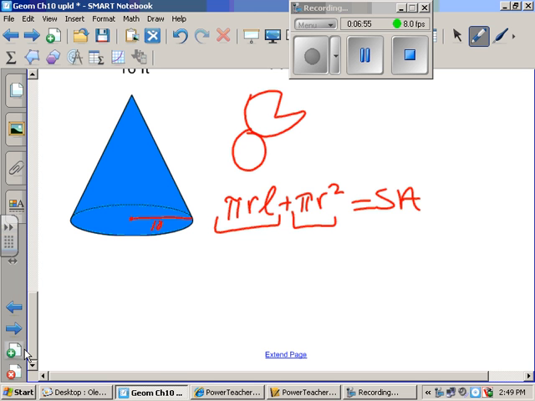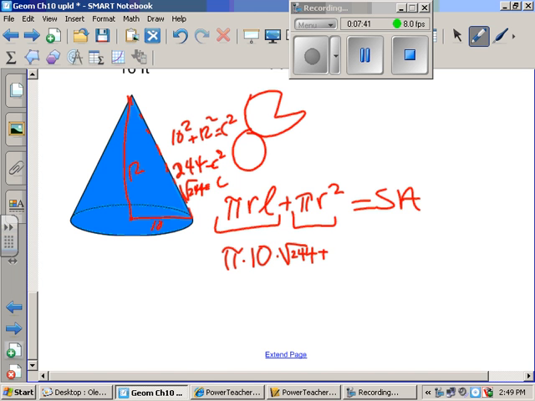So in this case, since the radius is 10, it's going to be pi times 10, and let's say the height is 12. Again, to find the slant height, I'm going to have to use the Pythagorean theorem. So that's 10 squared plus 12 squared equals c squared. So 100 plus 144 is 244. So 244 equals c squared. So c is the square root of 244. So my slant height is the square root of 244.